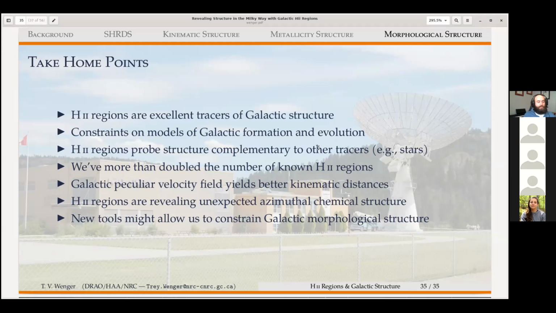Over the past 10 years, we've more than doubled the number of known H2 regions. And now we can really start to do some cool projects with this flux limited sample of H2 regions. For example, trying to constrain the velocity field of the galaxy, the chemical structure of the galaxy, and maybe even the morphological spiral structure of the galaxy. Thank you so much.